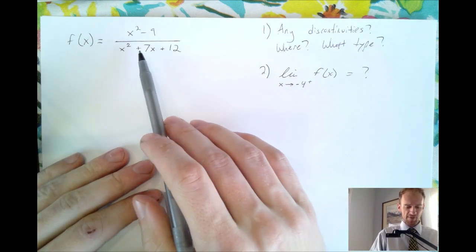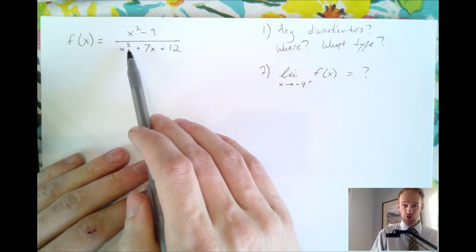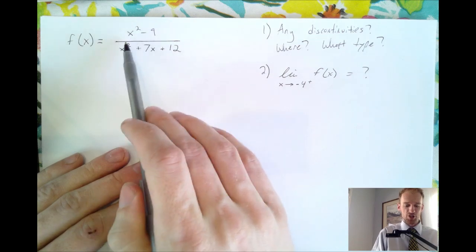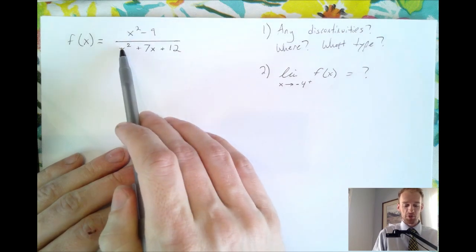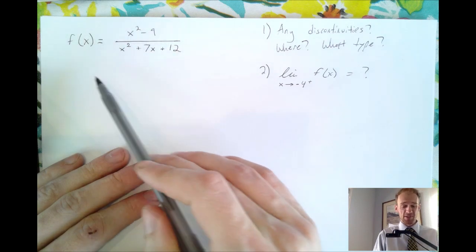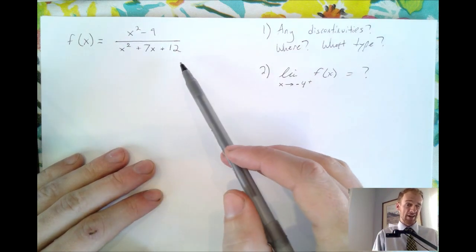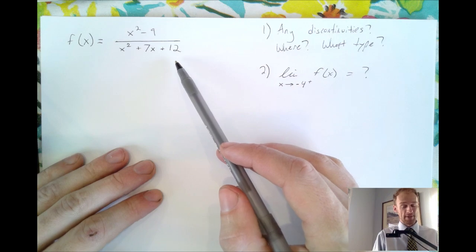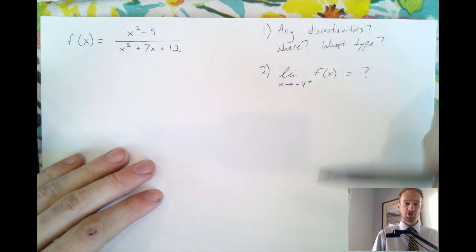Okay, here we have a function. It is a rational function. Why is it a rational function? Because it's a ratio, right? We got a polynomial up here, a polynomial down here. We dealt a lot with these in the past, so some of what we do right now is going to be reviewed. In fact, most of it will be.